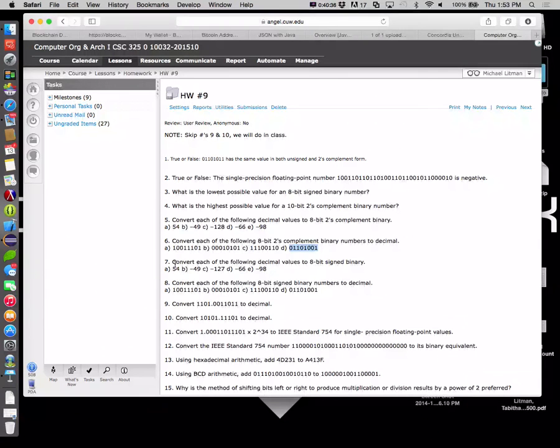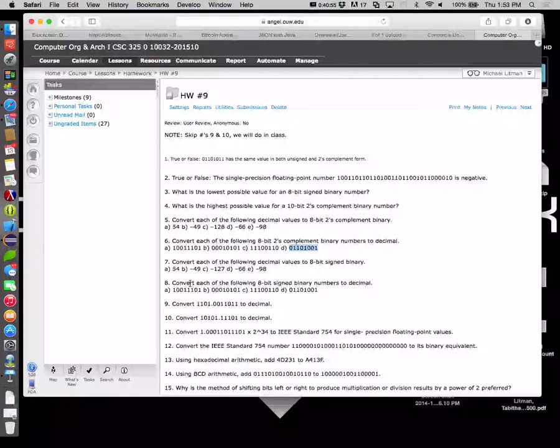All right. Number 7, convert each of the following decimal values to 8-bit. No, we just did that. Just did that. How long are you guys going to let me do that? As long as it took. All right. I hate all of you.